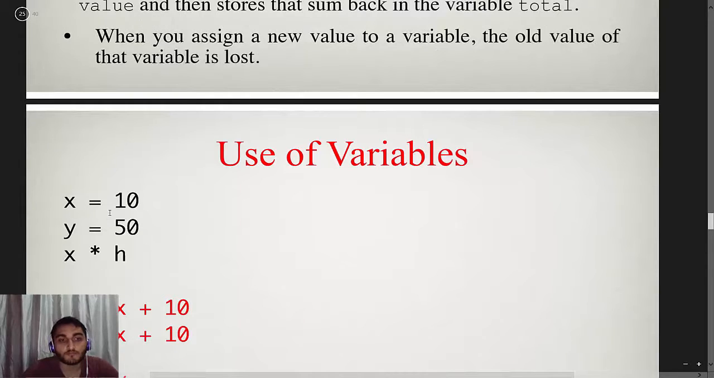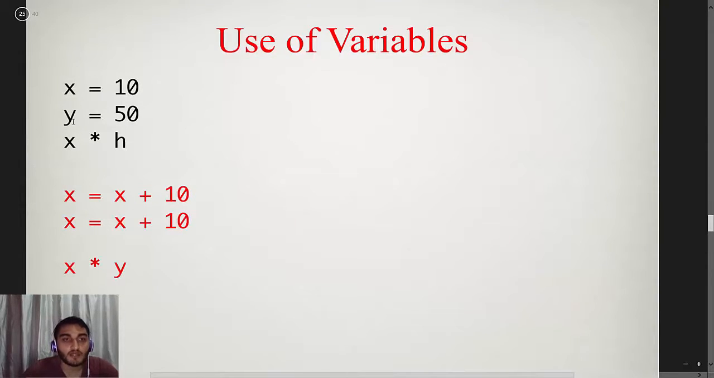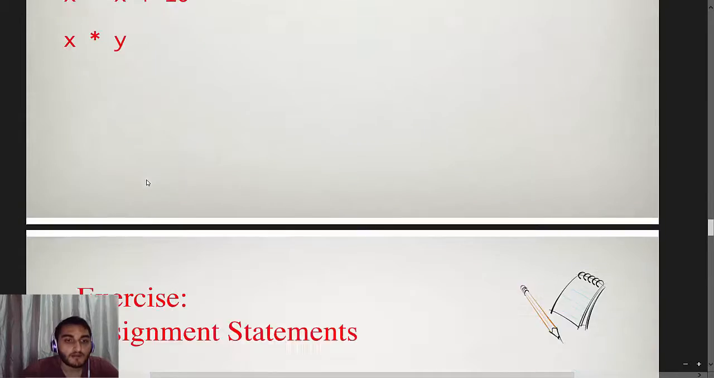Of course, it's usual. For example, x equal 10, y equal 50. If your multiplication, x equal x plus 10, x equal x plus 10, x equal y. Now, what's the x? It's 10. 10 plus 10 is 20. 20 plus 10, 40. 40 multiplication with 50 is something like 200,000.